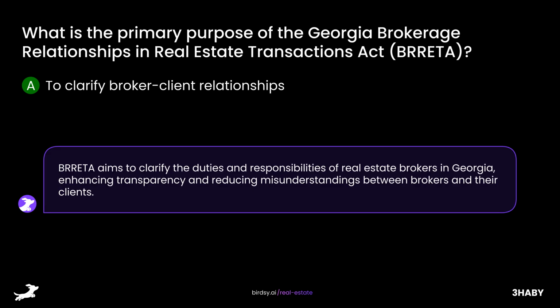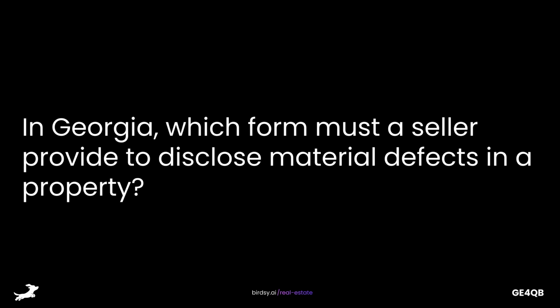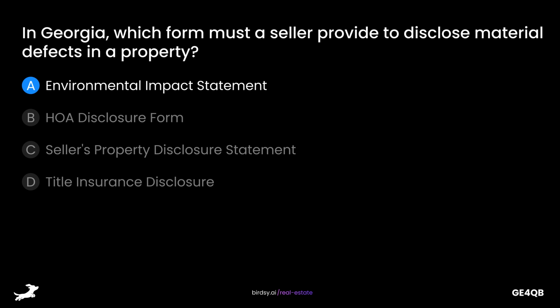BRETA aims to clarify the duties and responsibilities of real estate brokers in Georgia, enhancing transparency and reducing misunderstandings between brokers and their clients. In Georgia, which form must a seller provide to disclose material defects in a property? Is it A, environmental impact statement, B, homeowners association disclosure form, C, seller's property disclosure statement, or D, title insurance disclosure? The answer is C, seller's property disclosure statement.